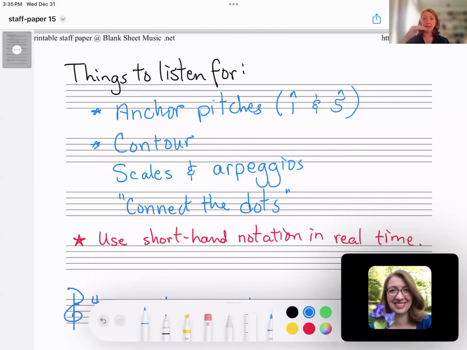The second thing I'm going to be listening for is contour. I might even use my hand to tell if that melody is going up or down, if it's going up by a lot, if it's going up by a little. I'm always listening for contour.